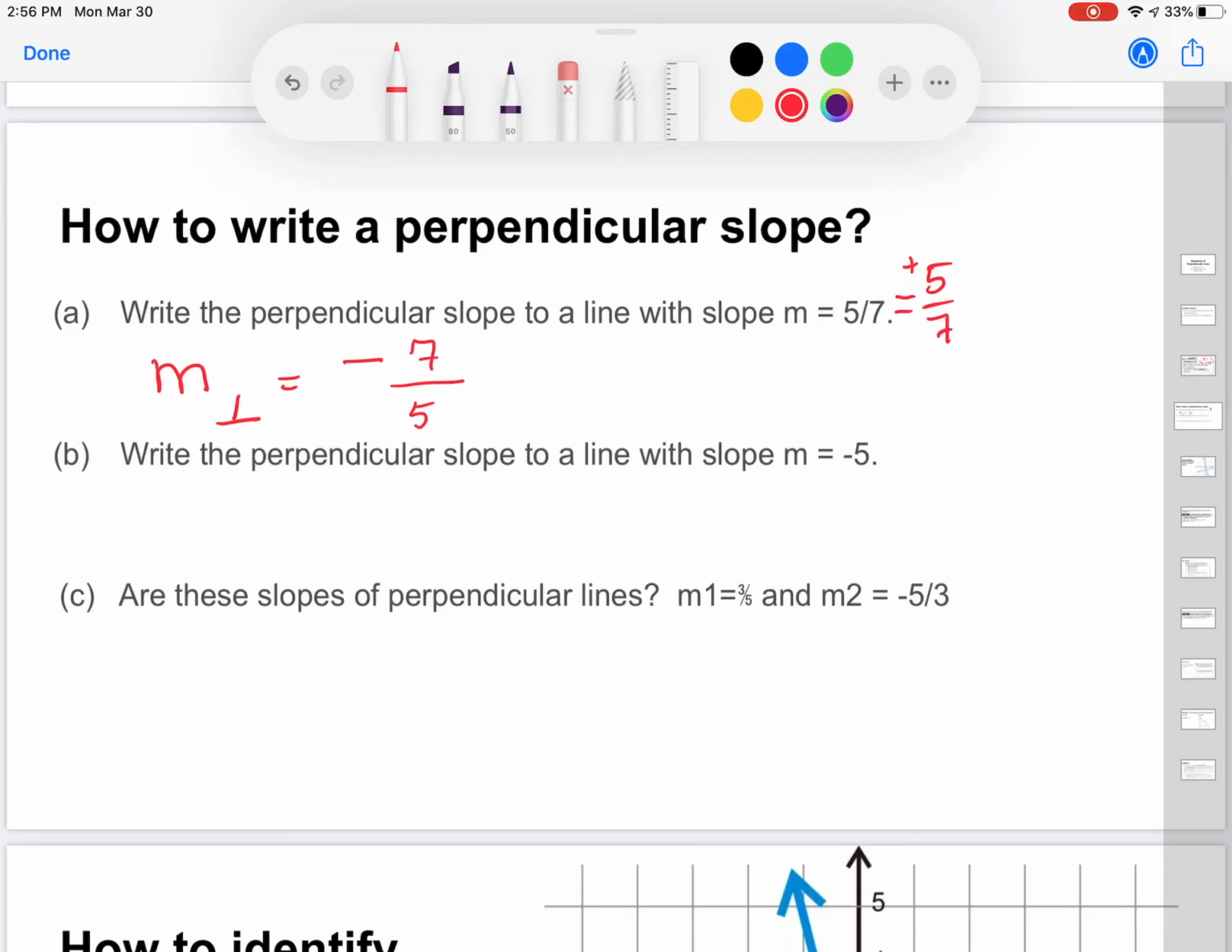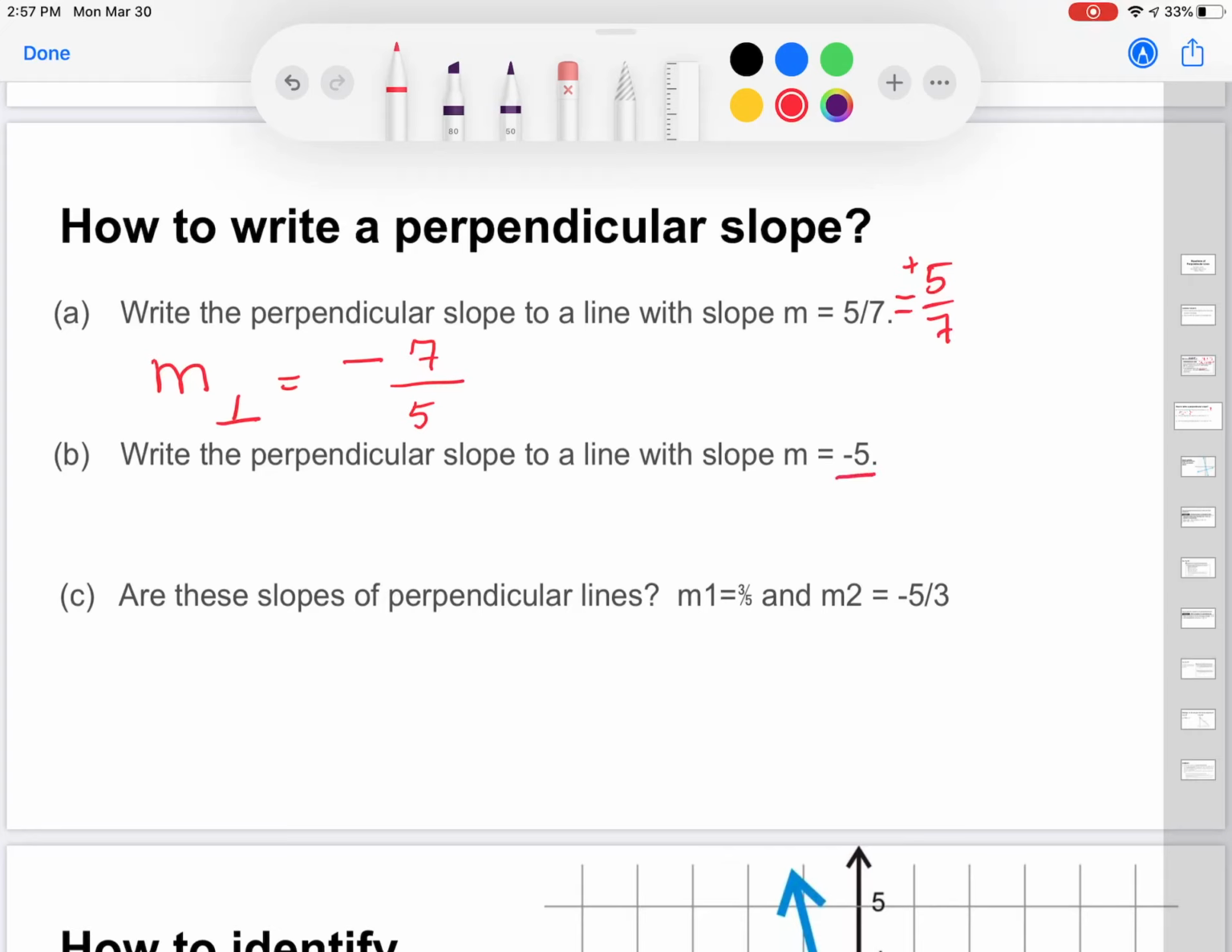The next one: write the perpendicular slope to a line with slope m equal to negative 5. And some of you, it's probably popping into your head already, wow, a negative 5? That's not even written in fractional form. How am I supposed to flip the 5? Well, guys, any integer that you're given, like a negative 5 or a positive 3, we can write in fractional form, and it's actually really easy, okay?